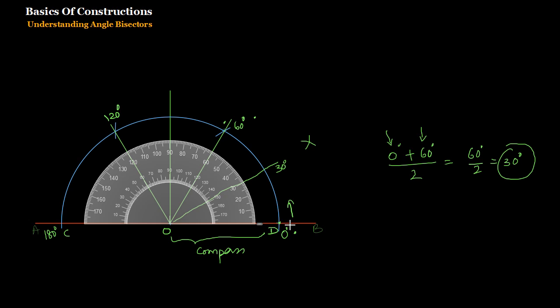Now if I want to bisect 0 and 30, 0 plus 30 divided by 2, which is 30 divided by 2, gives 15 degrees. If I bisect 0 and 15, I get 7.5, somewhere around here. If I bisect between 15 and 30, that means 15 plus 30 divided by 2, which is 45 divided by 2, which is 22.5, somewhere around there.